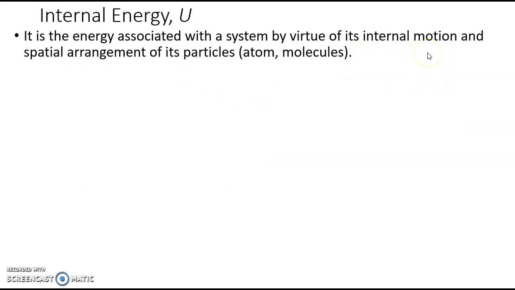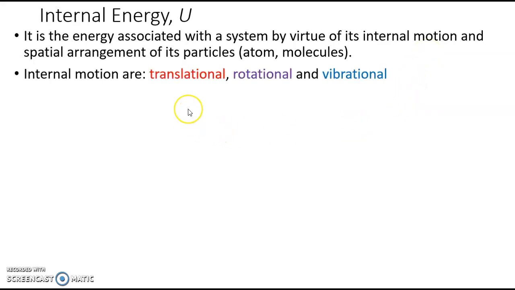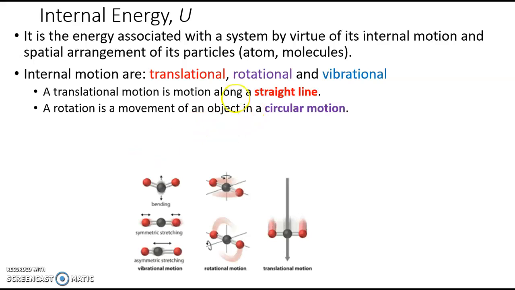Okay, so we said that internal energy is associated with its internal motion. So what is this internal motion that we're referring to? The internal motions are the different motions that are present in the molecule. So we have the translational motion, we have rotational motion, and vibrational motion. A translational motion is a motion in a straight line.